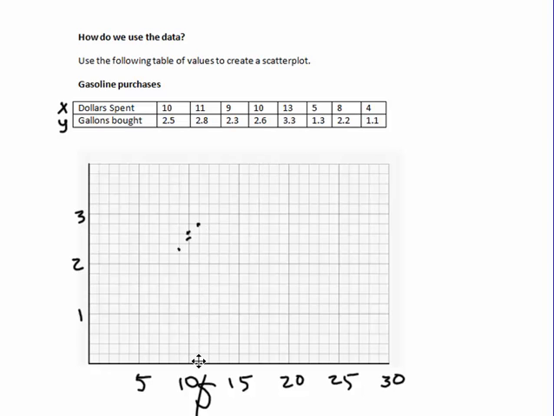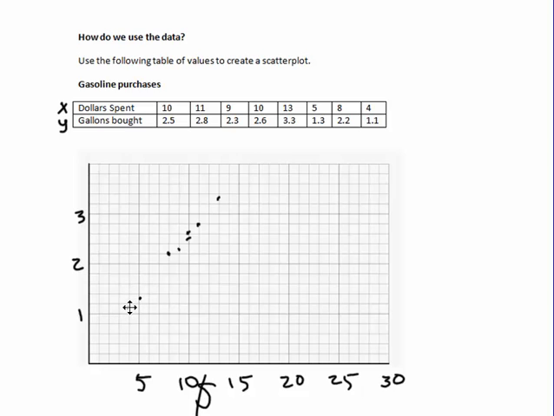13 and 3.3, 10, 11, 12, 13, and we go to 3.2, 3.3 right there. 5 and 1.3, well, here's 5 and 1.2, and 1.3 is going to be between those two. 8 and 2.2, here's 8. There's 2.2 right there. Now we have 4 and 1.1. Well, here's 4, and 1.1 is going to go right in between 1 and 1.2.